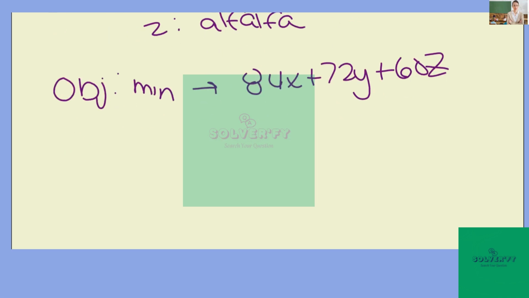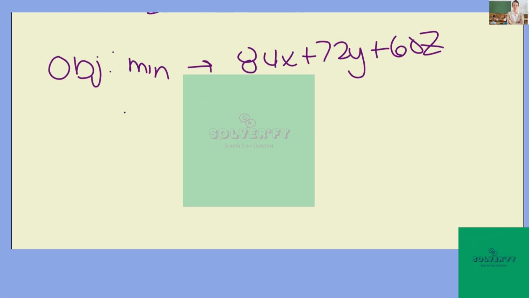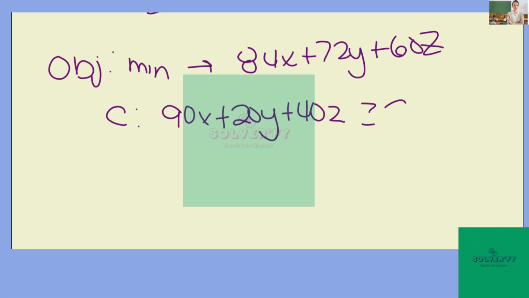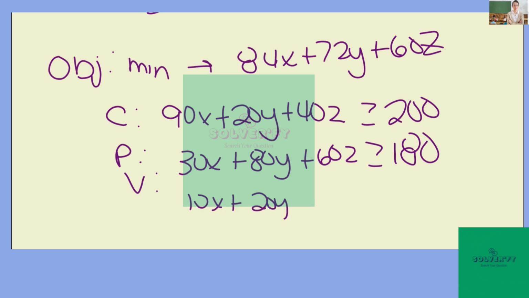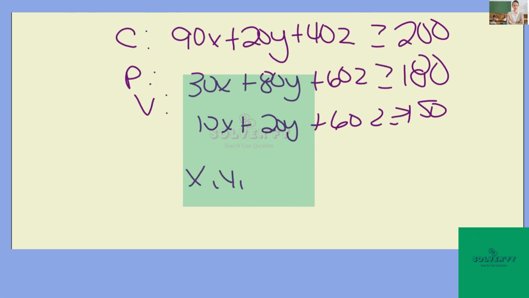Then we have some nutritional requirements for our constraints. For our carbs, we have that 90x plus 20y plus 40z has to be greater than or equal to 200. For protein, 30x plus 80y plus 60z has to be greater than or equal to 180. And for vitamins, 10x plus 20y plus 60z has to be greater than or equal to 150. And then we also have our non-negativity, so x, y, and z have to be greater than or equal to 0.